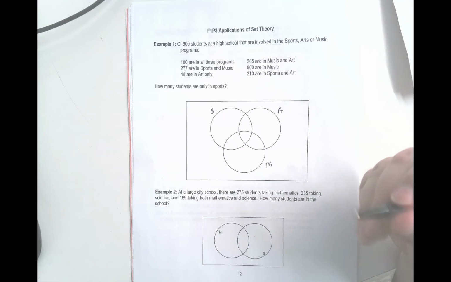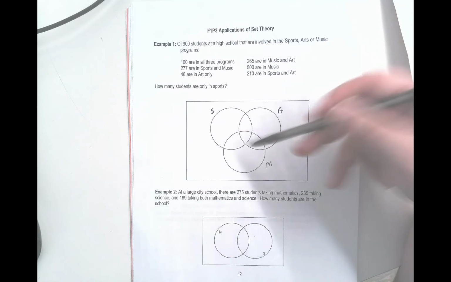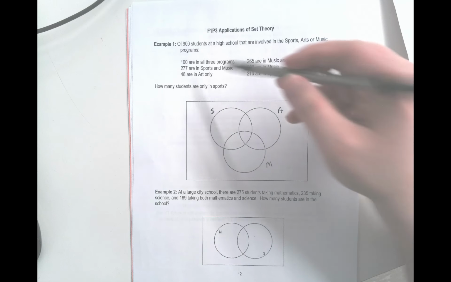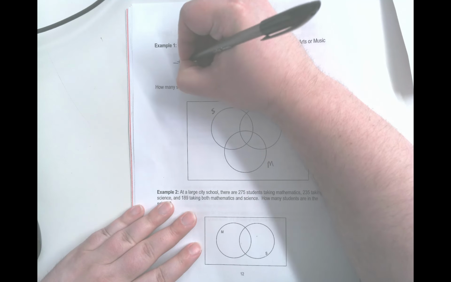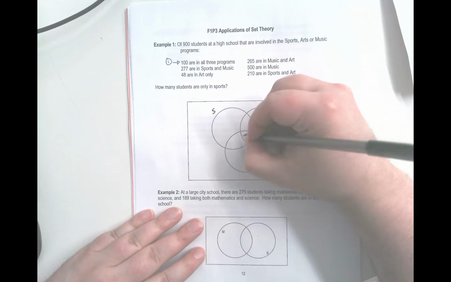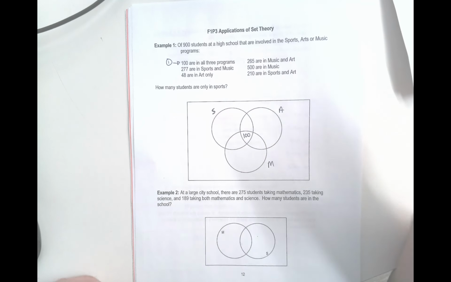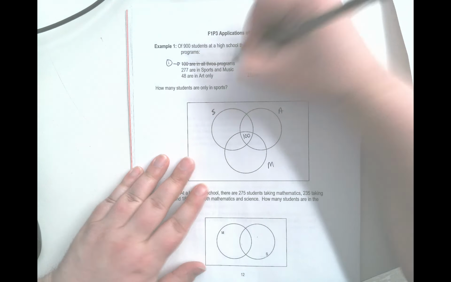It doesn't matter where you put the letters necessarily. Just make sure that you are using proper letters to label what the different sets are. The one that I always like to start with is the one that are in all three. That's usually the easiest one. This is the one that goes into the middle, because it is where all three overlap. So there are 100 that are in all three programs. So we've already used that information.